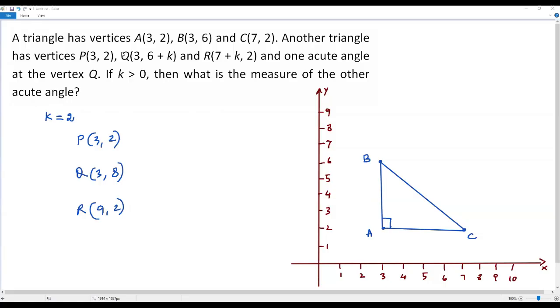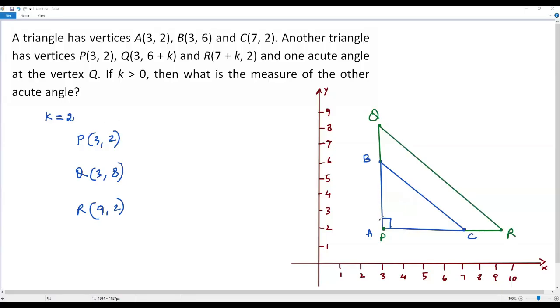Now let me plot these vertices in the XY plane over here. That is, P is (3, 2), so this vertex we have at the same position as A. And (3, 8) is over here, and (9, 2) is over here. Let me connect them with line segments, here and also here. Now let me connect these two line segments over here. So this is point Q and this is point R. So here I have taken k equal to 2 and I got the new triangle PQR.